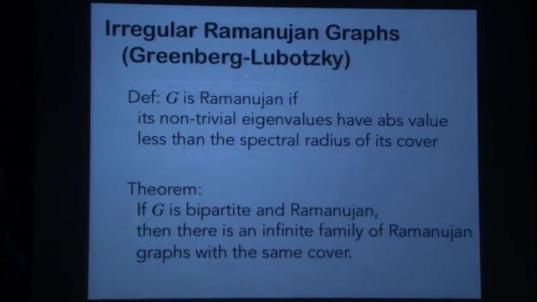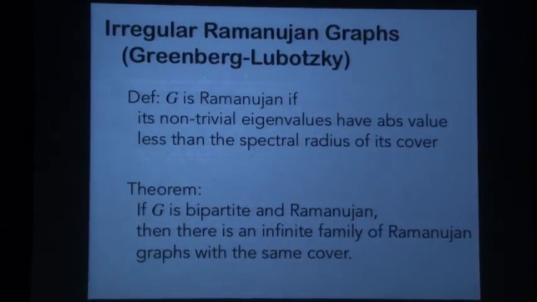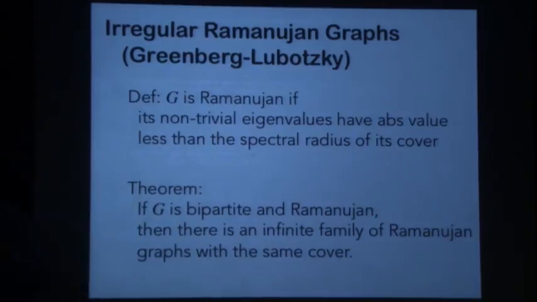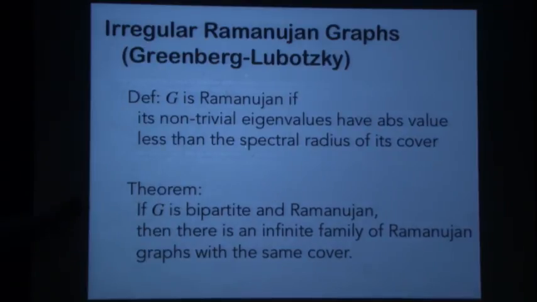So Greenberg and Lubotsky defined a notion of what it means for some arbitrary graph to be Ramanujan. They said, look at its universal cover. And they'll say a graph is Ramanujan if all of its non-trivial eigenvalues, in this case we'll say non-Perron eigenvalues, the trivial ones here correspond to the eigenvalues of a constant, of a uniform, say all positive eigenvector. That gives you the trivial eigenvalues. They'll say a graph is Ramanujan if all of its non-trivial eigenvalues have absolute value less than the spectral radius of its universal cover. And again, applying exactly the same machinery, at least if G is a bipartite Ramanujan graph, if you have any finite one, then you can construct an infinite family just using the exact same thing.